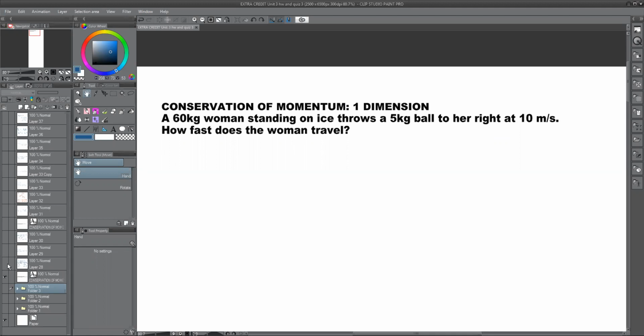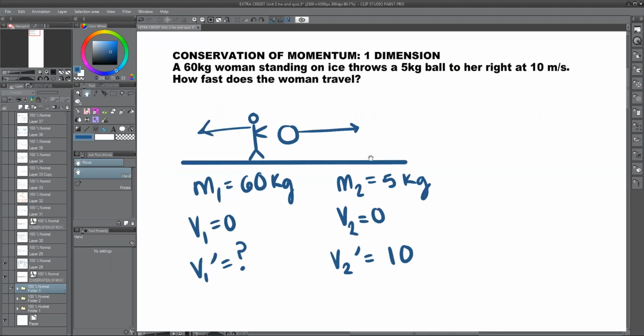So the setup of this problem looks like this. We have a woman throwing a ball. She has a mass of 60 kilograms. The ball has a mass of 5 kilograms. They're both initially at rest, so their initial velocity is 0. But we know that she throws the ball to her right at 10 meters per second, so the ball's final velocity will be 10 meters per second. But we don't know how fast the woman travels because we need to calculate for that.